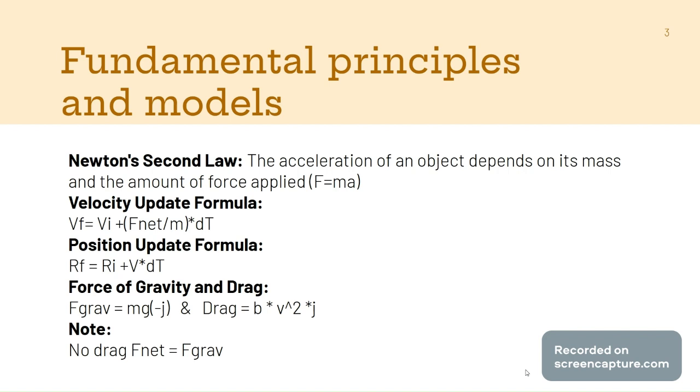And then force of gravity and drag: F grav equals mg, and drag equals b times v squared. No drag means that F net equals F grav because that's the only force acting on the system.